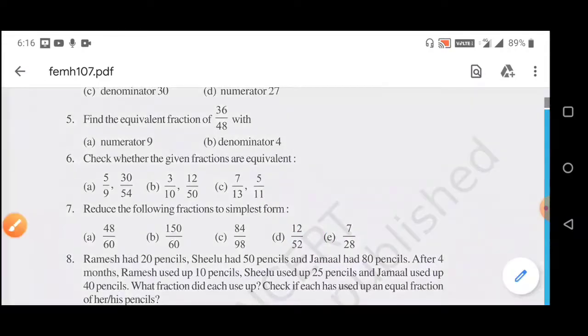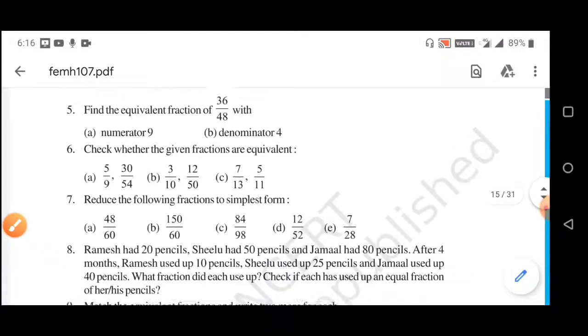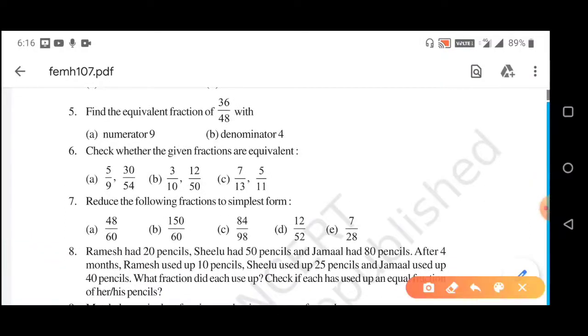Now question number 6, check whether the given fractions are equivalent. So first two fractions are 5 by 9 and 30 by 54. Now you have to check, will you get 30 from 5? Yes, we will get it by multiplying 5 by 6. We will get 30. Now can we get 54 from 9? Yes, we can get it by multiplying 9 by 6.